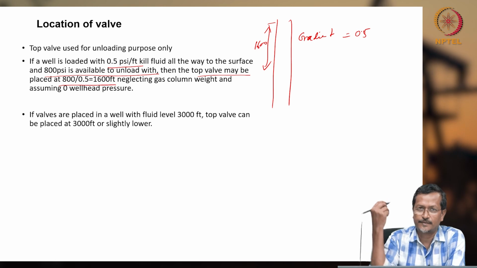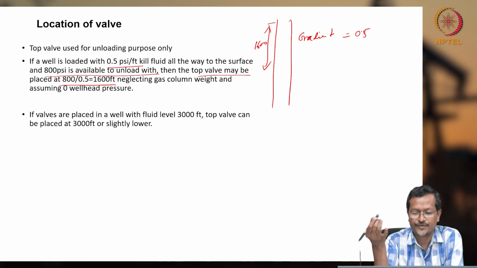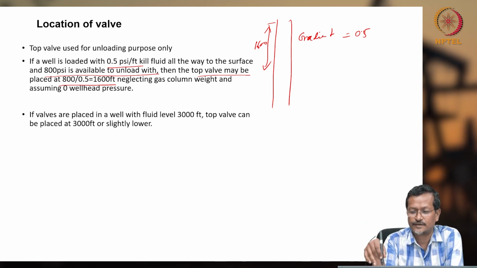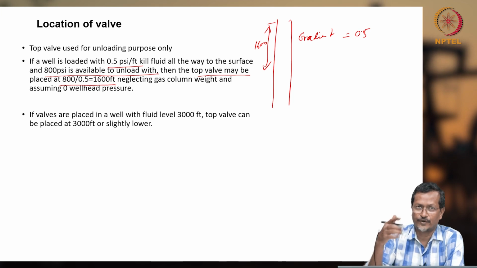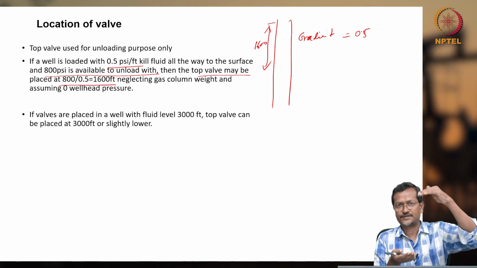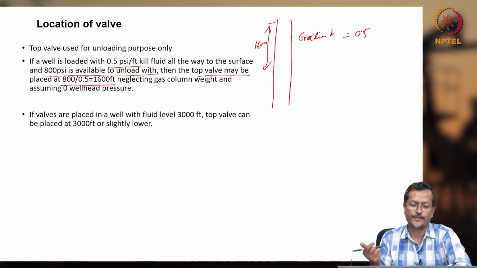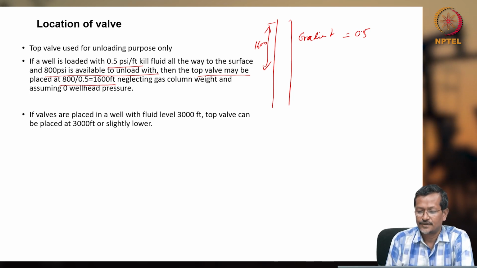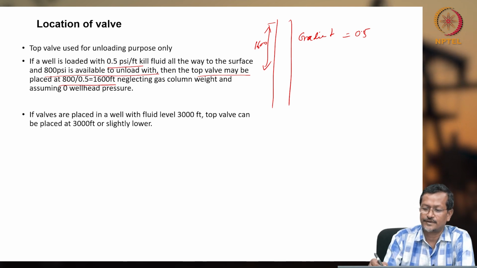But if you have wellhead pressure also, you have to add that. If you have friction, then again you have to add that. Otherwise normally it can be 1600, neglecting the gas column weight. So here they neglected the gas column weight. Gas has its own density, so some weight will also be coming up. If valves are placed in a well with a fluid level at 3000 feet, the top valve can be placed at 3000 feet or slightly lower.